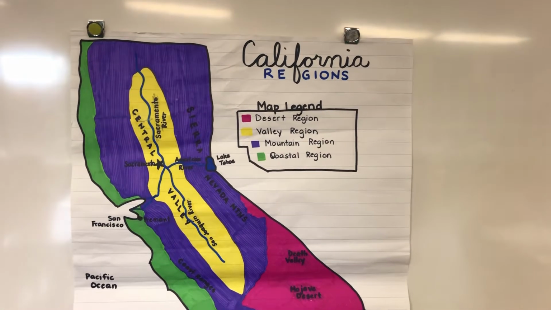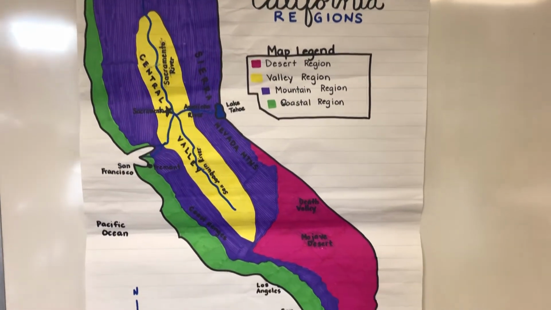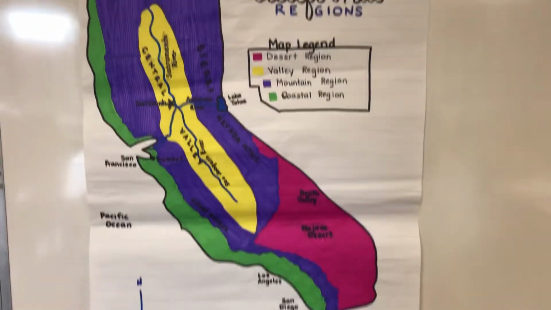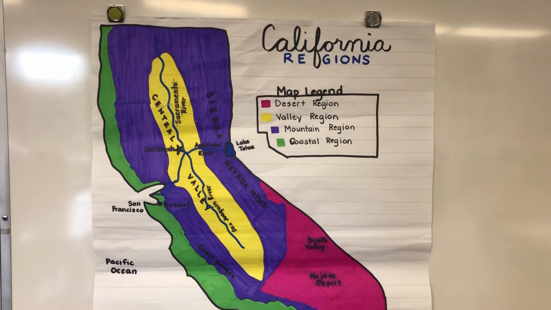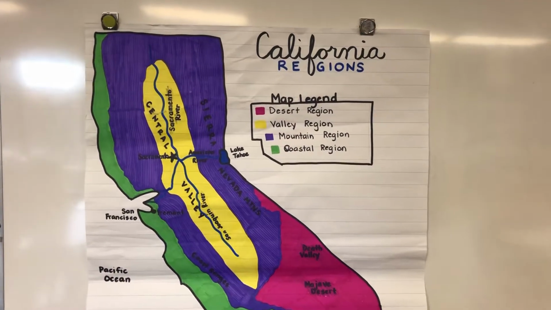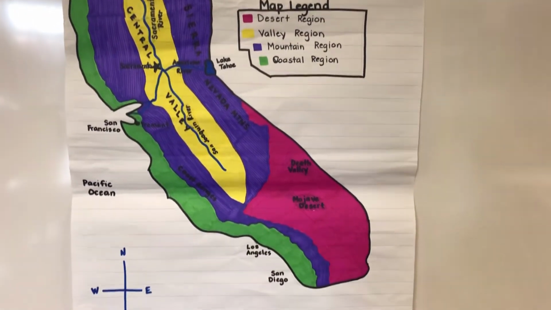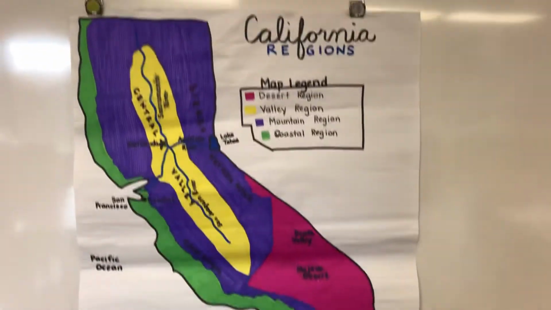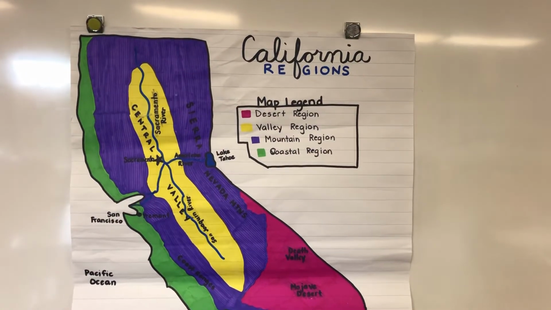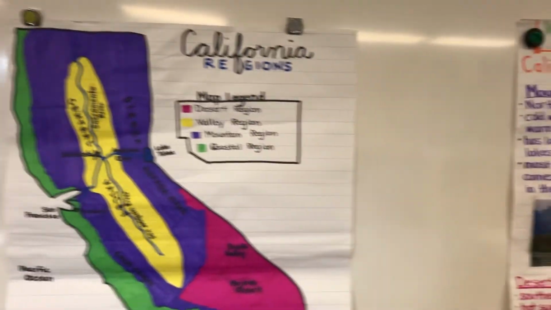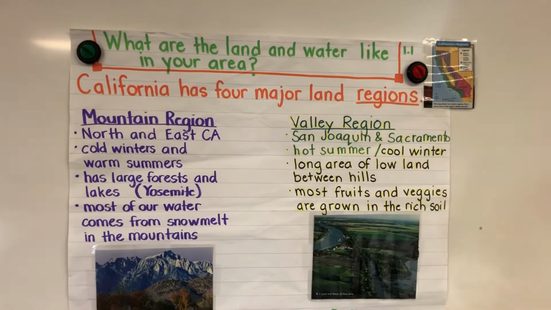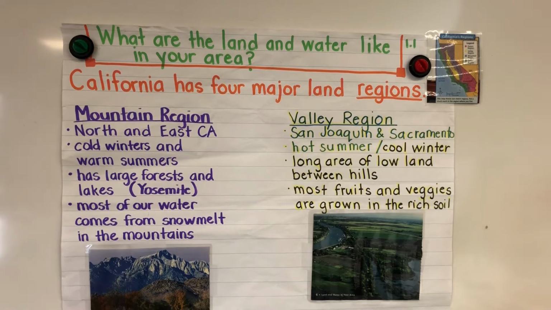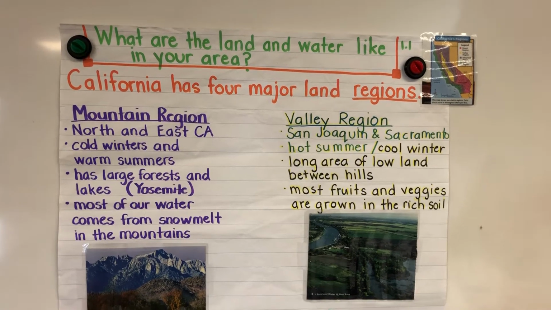Now that you've reviewed the regions and you feel comfortable with the 4 regions in our state, desert region, valley region, mountains, and coastal regions, now we can talk a little bit more about what's in those regions and what makes them unique. So feel free to use your map to follow along while I show you a little bit about these regions. Today in social studies, we're going to try to answer the question, what are the land and water like in your region?